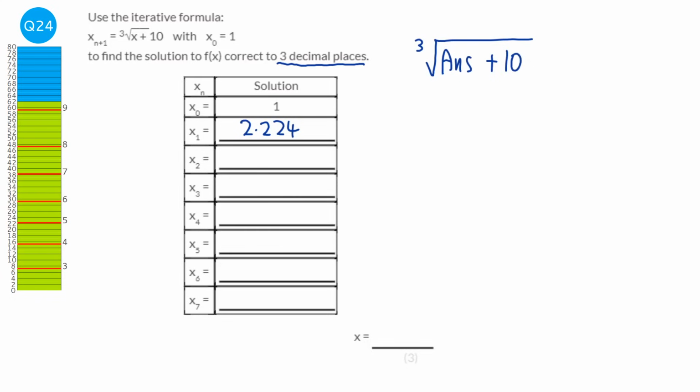So I'm going to press equals again, and lo and behold, I get 2.304. Press equals again, 2.309. Equals again, 2.309. Now, when you get the same answer twice, you can stop. That is our answer. So our solution is 2.309 to 3 decimal places.